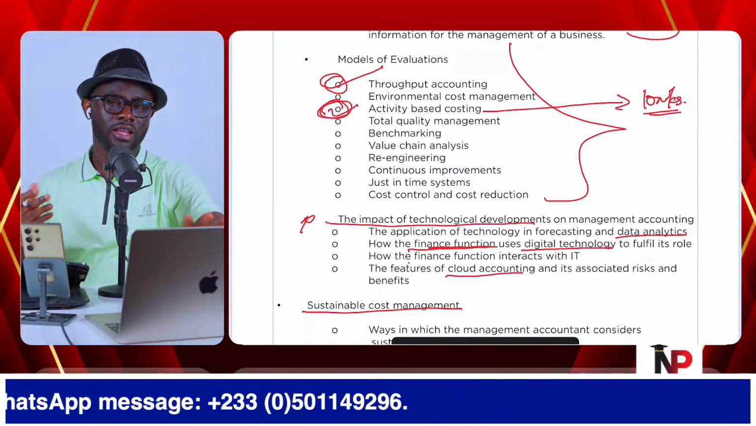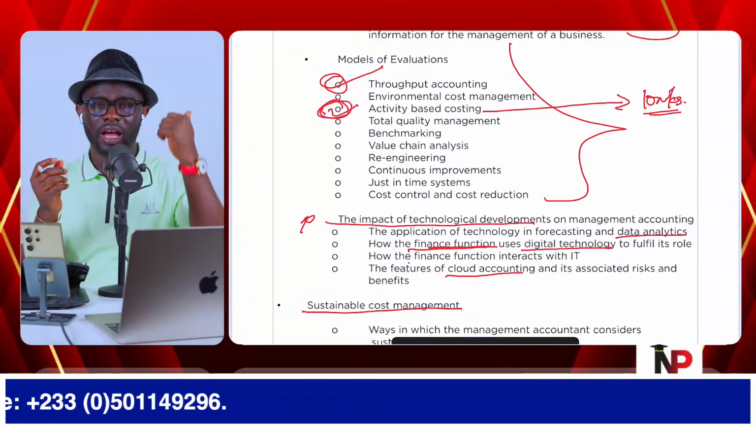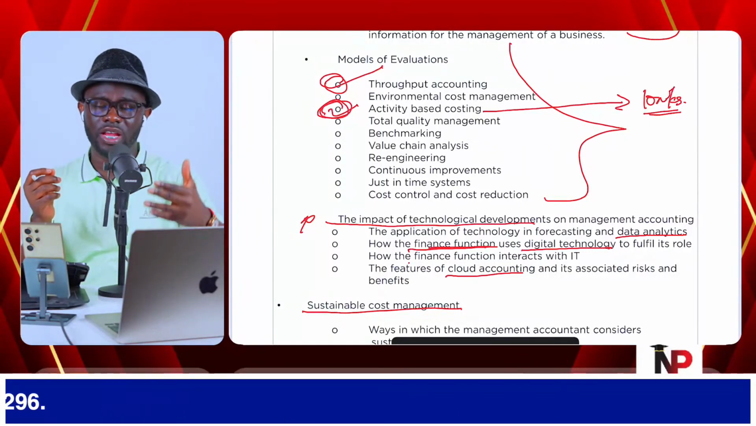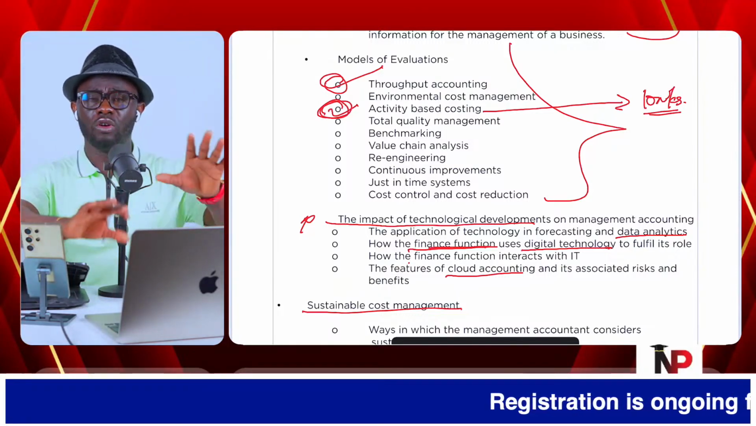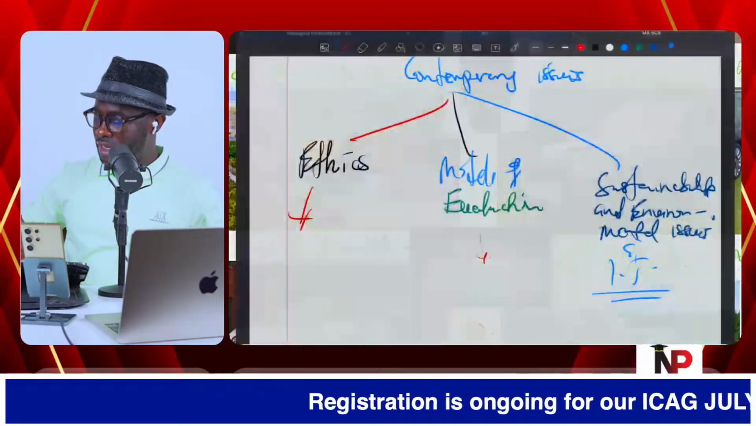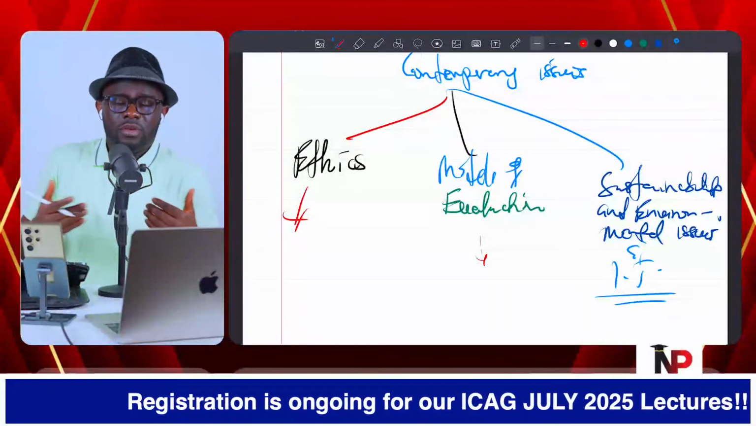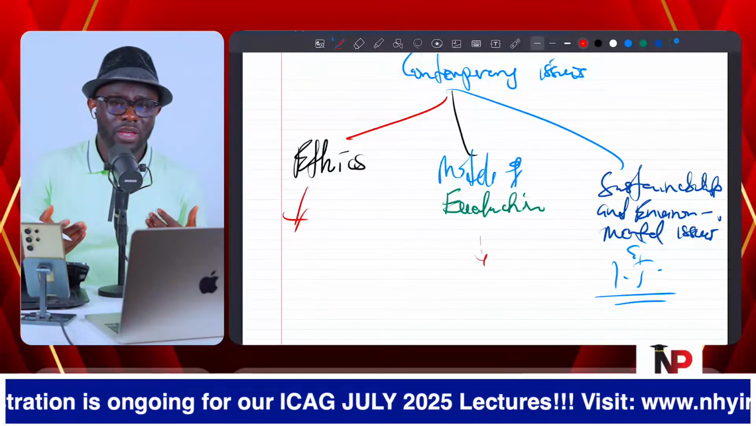The rest of the things there are theories. So benchmarking, value chain analysis, re-engineering, business re-engineering, just-in-time system, and all of those things. Then sustainability and IT. Because remember, environmental issues are becoming important.